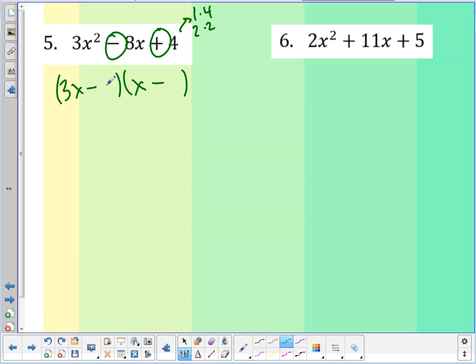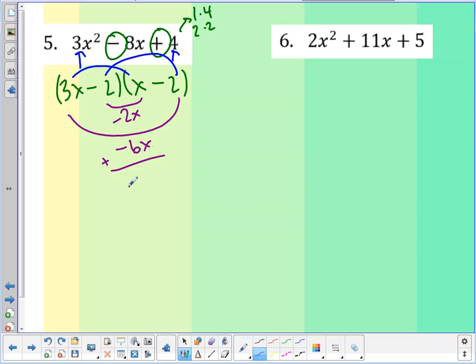I'm just checking the possibilities and making sure that I pick the right one. So now you can go back and erase and pick the one that we wanted, which was this case, the 2 and 2. Let's just check one more time. That gives me 3x squared. That gives me positive 4. So that'll work. And then the insides give me a negative 2x, and the outsides give me a negative 6x, and I put those together and get negative 8x, which is what I want. So 3x minus 2, x minus 2.